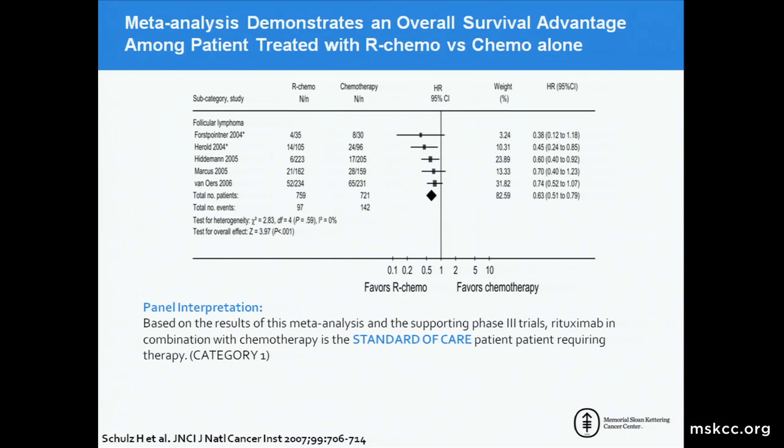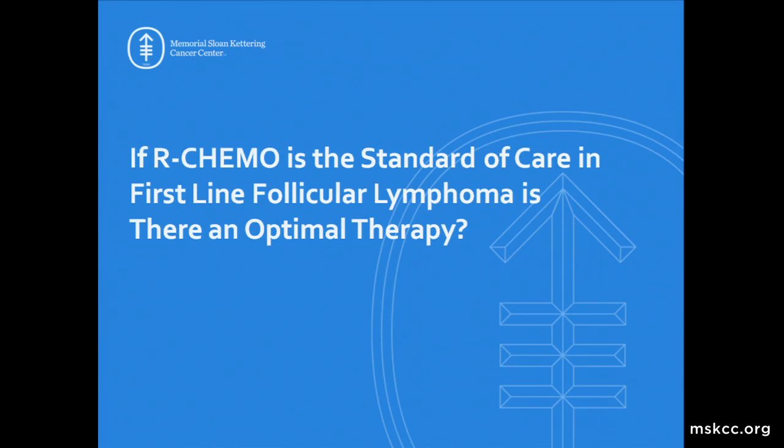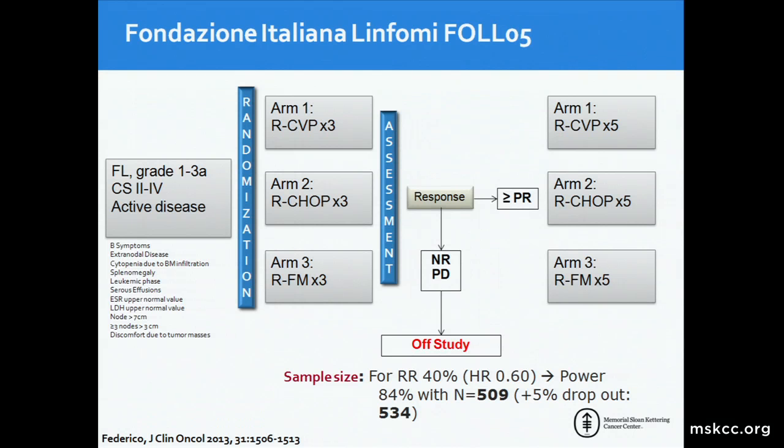And so the NCCN panel says this is the standard of care. There is no question that addition of rituximab to a chemotherapy backbone is the standard of care for patients who need treatment because it improves overall survival. We also recognize that PFS benefits far outweigh the overall survival benefits, and it does not answer the question of what is the optimum R-chemo regimen. So is there data around that can help us answer this?